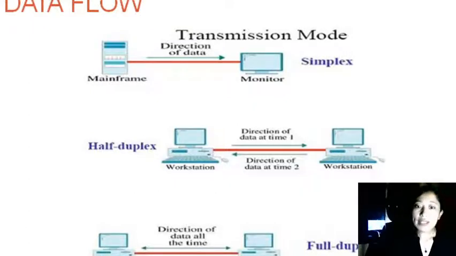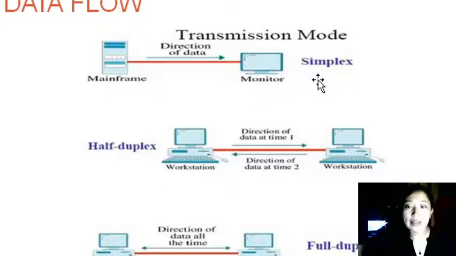So, for example, as I already said, for simplex, for example, from processor to monitor. Okay, whatever the processor will be generating, that data can be communicated to the monitor and you will be able to see it, but the monitor cannot generate the data and send it to the processor. So the type of transmission media that will be used is a simplex type of transmission media.